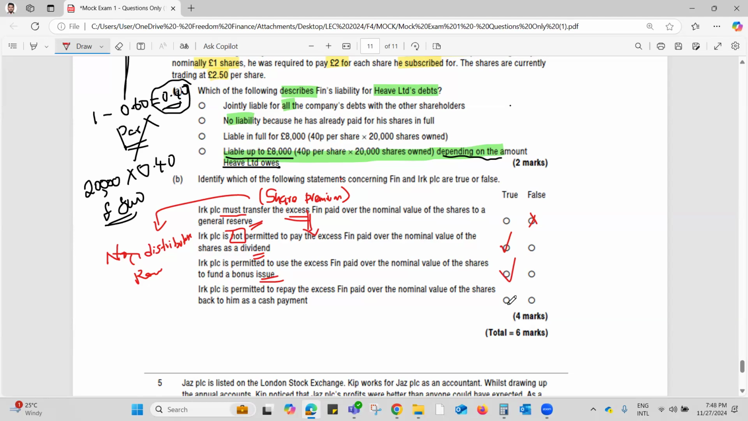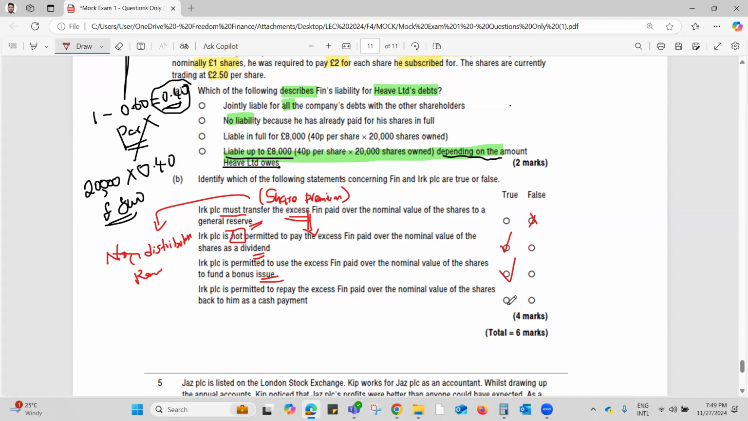Let me talk a bit of accounting here. The double entry for the bonus issue is going to be your share capital account credited, since you are giving free shares. Bonus issue is free shares, or you're capitalizing your reserves. So when you're issuing free shares, your share capital goes up, which means your share capital is credited and you can pay for that from your share premium account. So share premium account debited. That's the double entry.